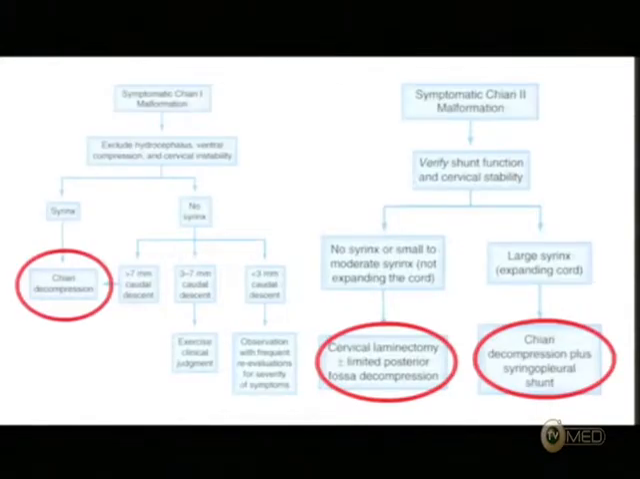Now the consensus is that symptomatic patients should be treated. There's a lot of debate on how to treat asymptomatic patients, and that would probably be enough for another full session. I know every one of us may have a different opinion, but in general, symptomatic Chiari 1 and Chiari 2 patients should be treated. The most common surgery for these patients is the posterior fossa decompression. This is the surgery that we usually do.